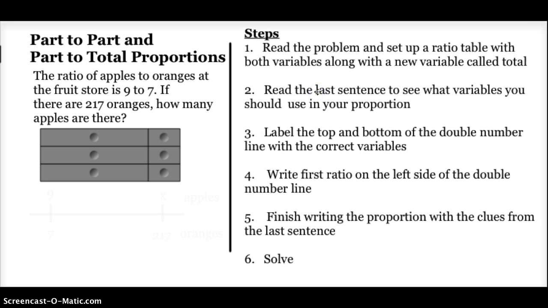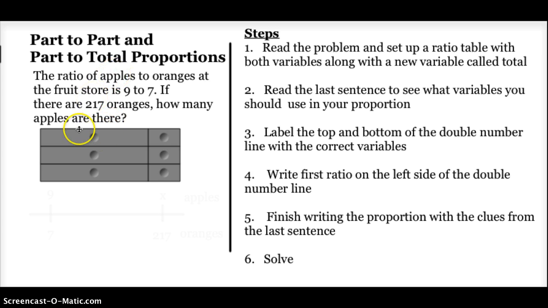The first thing I'm going to do is read the problem and set up a ratio table with both variables along with a new variable called total. So the problem says the ratio of apples to oranges at the fruit store is 9 to 7. If there are 217 oranges, how many apples are there?